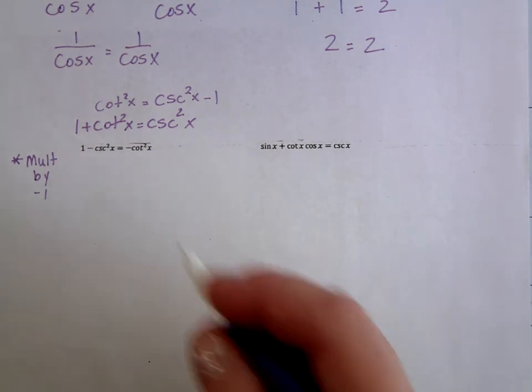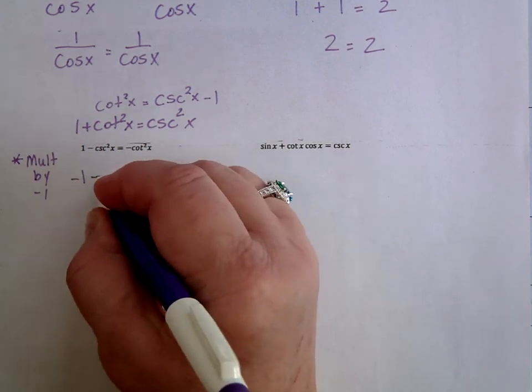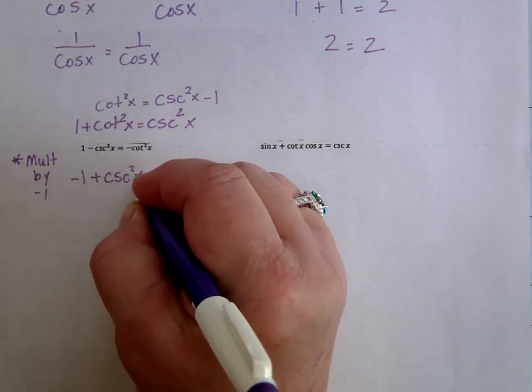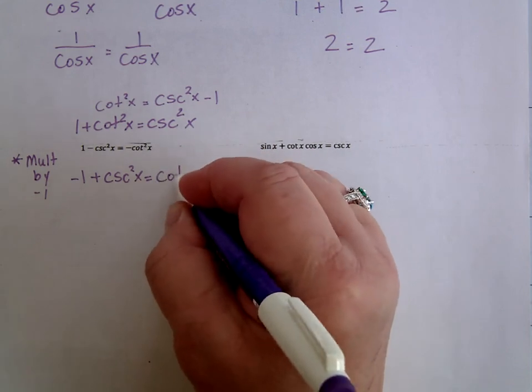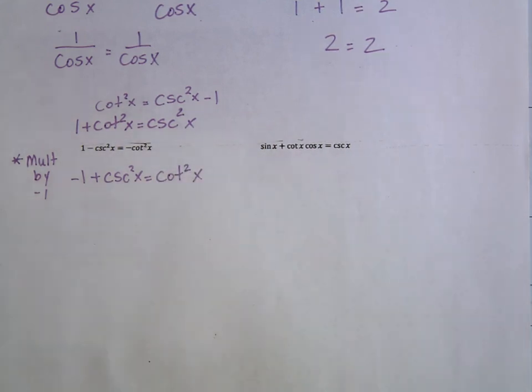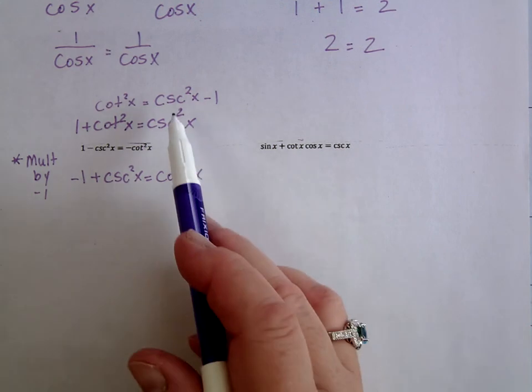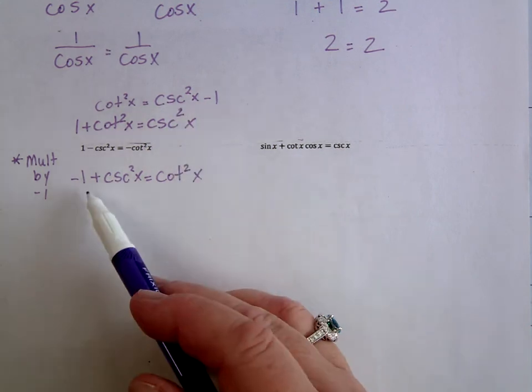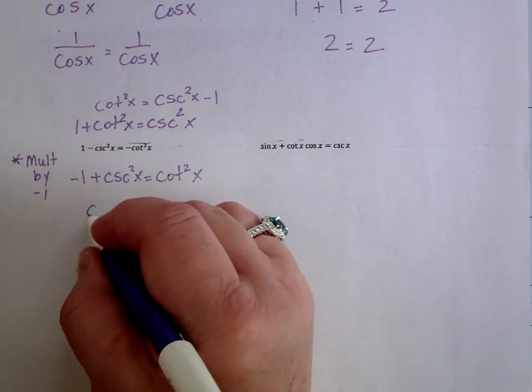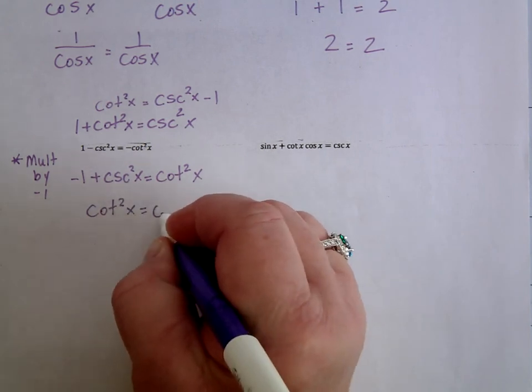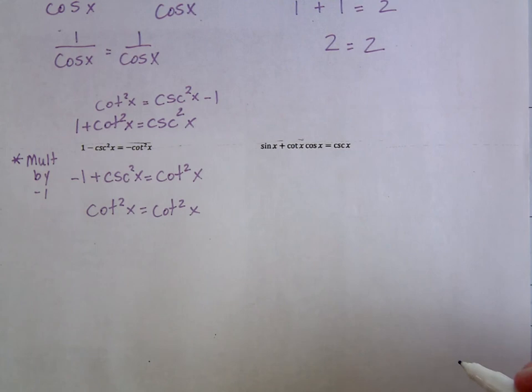That would make this a negative 1. That would make this a plus cosecant squared x. And that would make this a positive cotangent squared x. Well, did we match it up? This is a positive cosecant squared and a negative 1 equals cotangent squared, and so there it is. Cotangent squared x equals cotangent squared x. All right, so that was a lot easier if you can remember the identity and you saw that you had all the right pieces. They just didn't quite have the right signs. So we did a trick, multiplied everybody by negative 1, and ended up with the identity that we wanted.